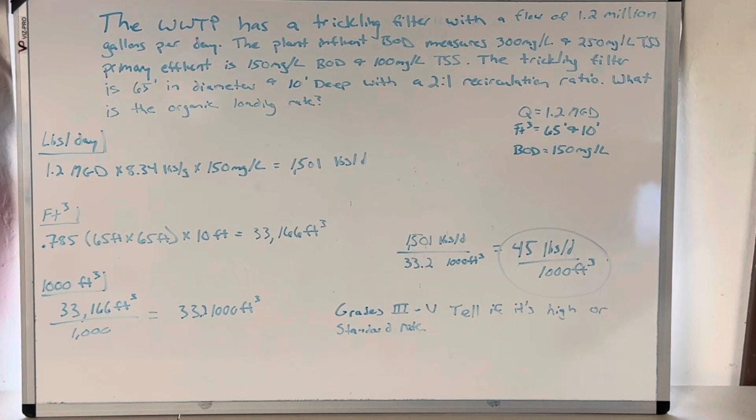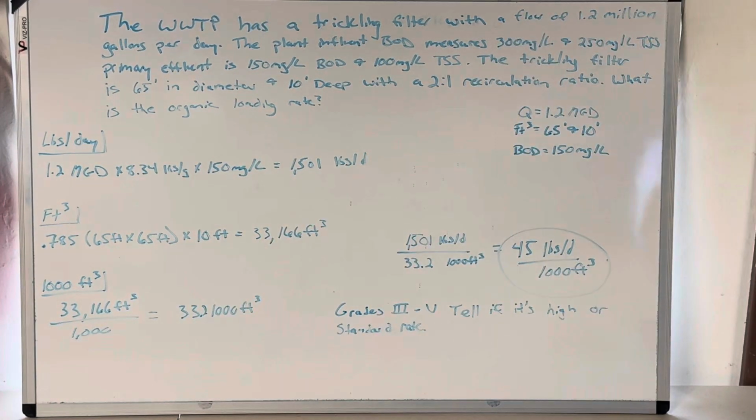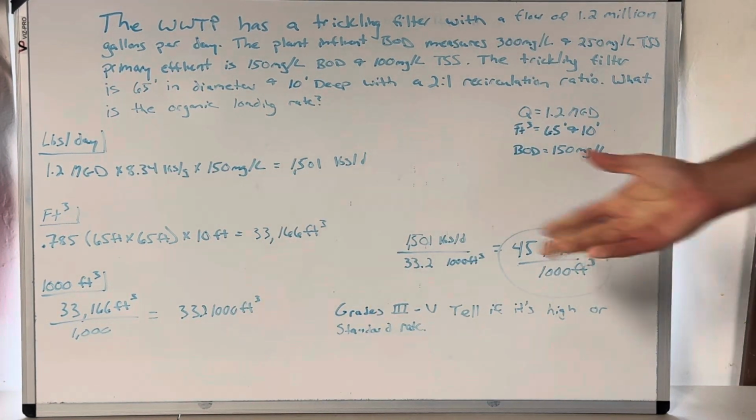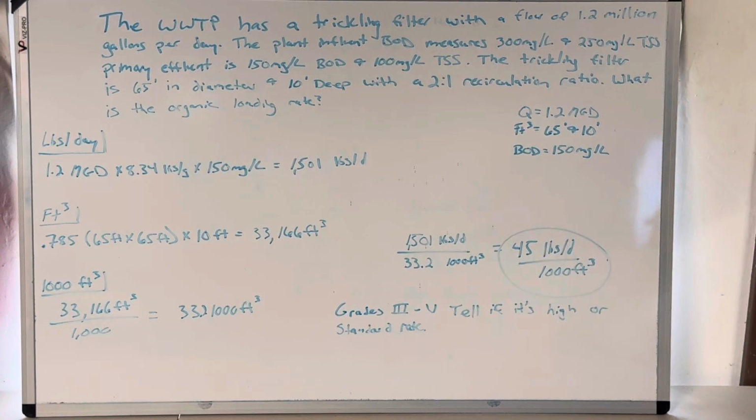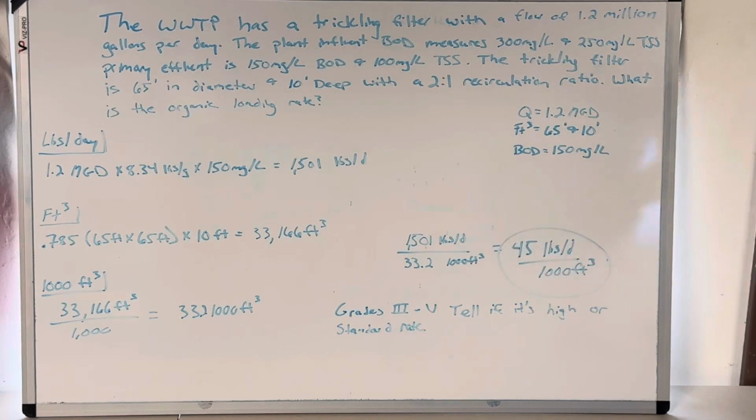Okay, but we are not doing pounds per day per cubic foot. We are doing pounds per day per 1,000 cubic foot. So now to get per 1,000 cubic foot, you divide 33,166 by 1,000. And for the sake of this, since it's such a large number that we're using here, I did round to the nearest tenth. So that would be 33.2 thousand cubic feet. Okay. 1,501 pounds per day divided by 33.2, 1,000 cubic foot gives us 45 pounds per day per 1,000 cubic foot. That is organic loading to a trickling filter. Okay. Grades 1 and 2, Class C.